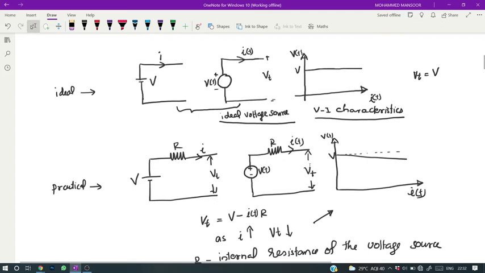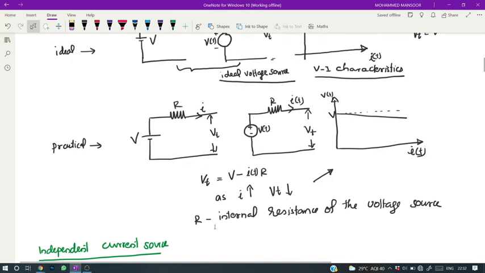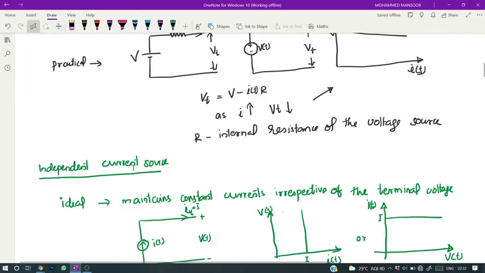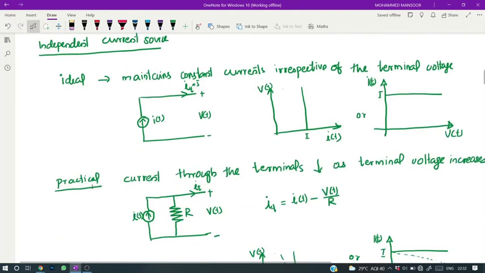So the net terminal voltage reduces, as observed in this diagram of VI characteristics. Here R indicates the internal resistance of the voltage source. Next, let's see independent current sources. Again, an independent current source may be of two kinds: ideal and practical.